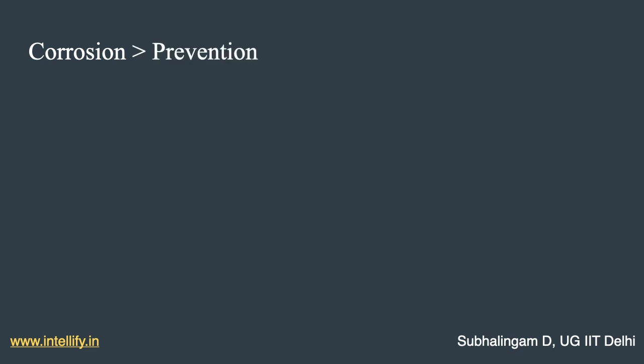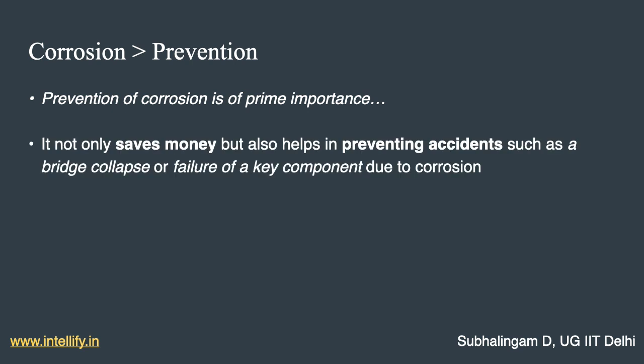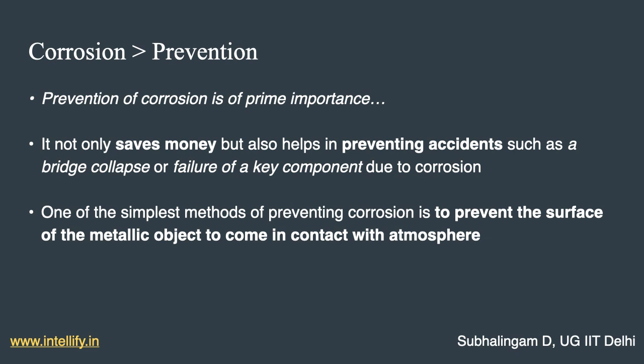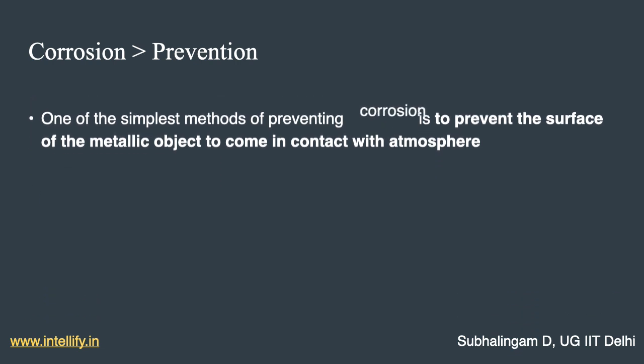So now we have seen what corrosion is, and we also saw that it causes enormous damage. So how do we prevent it? Prevention of corrosion is of prime importance. It not only saves money but also helps in preventing accidents such as bridge collapse or failure of a key component due to corrosion. One of the simplest methods of preventing corrosion is to prevent the surface of the metallic object from coming in contact with the atmosphere.